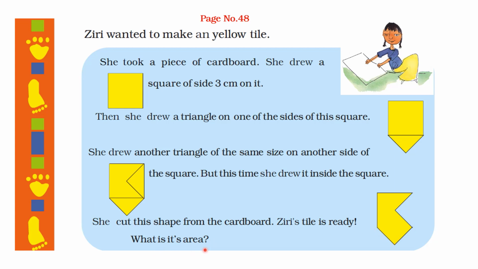What is its area? We know that the side of the square is 3 centimeters. So the area of Ziri's tile is 3 multiplied by 3 equals 9 square centimeters. We know the formula for the area of a square. Area of a square equals side multiplied by side. Here the side is 3 centimeters. So 3 multiplied by 3 equals 9 square centimeters.